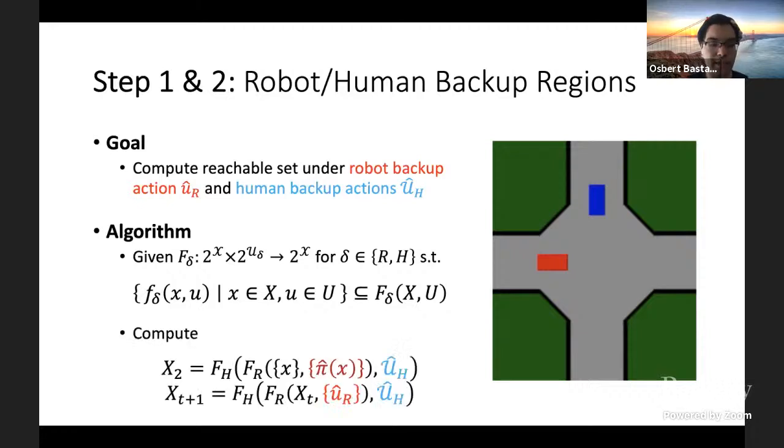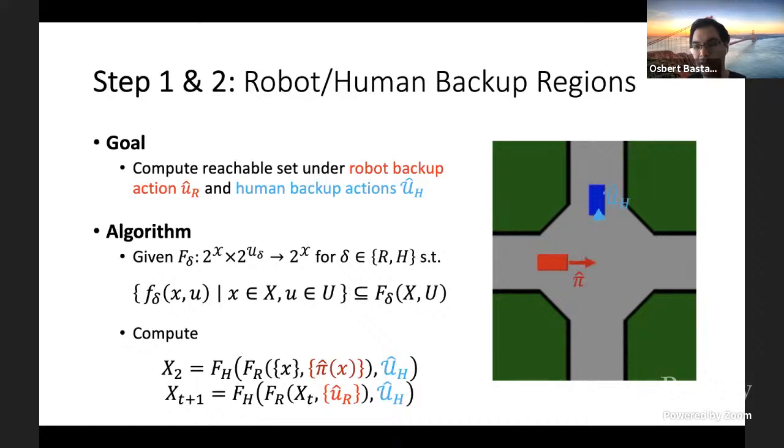And we're just going to apply this over-approximation. First, we apply it to the initial state we're given, which is just the singleton set X. For the first step, we're going to assume that the robot uses pi hat, and the human will use their backup actions. That's going to get us to the next state X2. From there on out, we assume that the robot switches to the backup action U hat R, and the human continues to use their backup action.